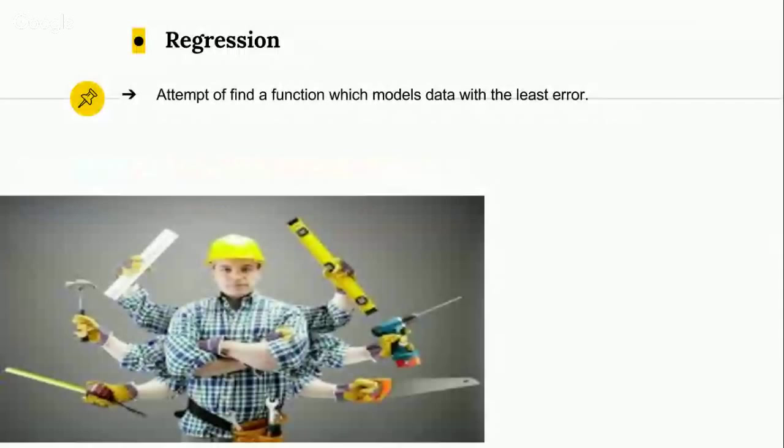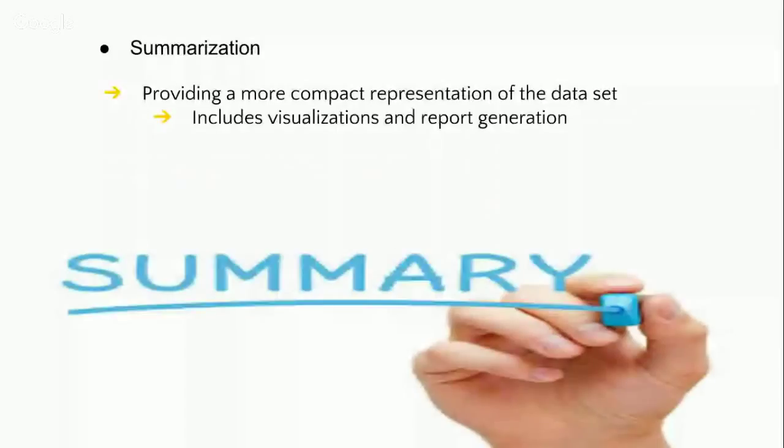Going down the list, we have regression, which is basically the attempt of finding a function which models data with the least possible error. After regression, we have summarization. The summarization task means providing a more compact representation of the data set. It also involves visualization and report generation. That concludes the tasks involved in data mining.